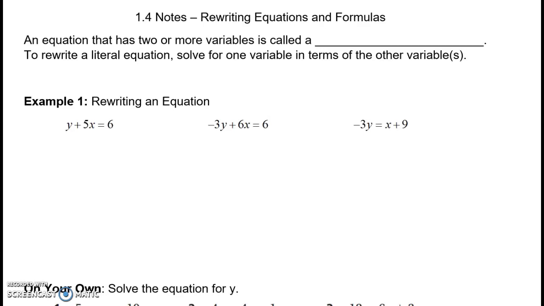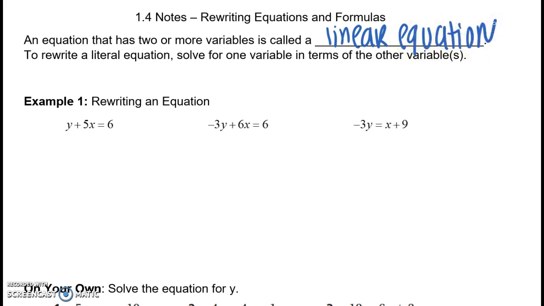Guys, so today we're going to be talking about 1.4, and this is rewriting equations and formulas. We have a vocab word. If you notice, there's a fill in the blank. This says an equation that has two or more variables is called a linear equation.